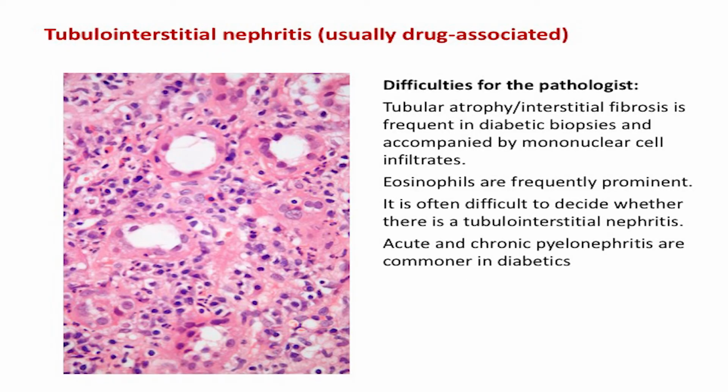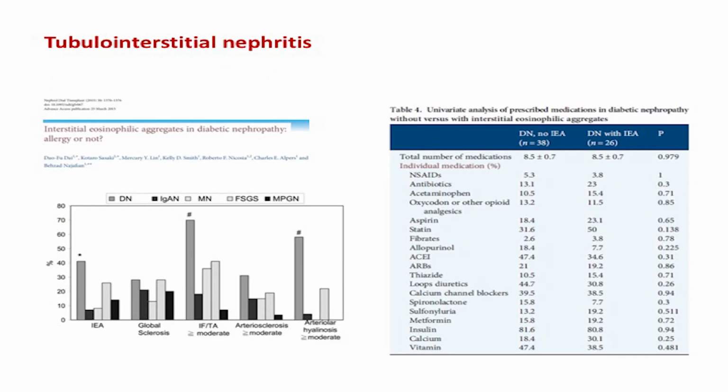Another common tubulointerstitial disease is tubulointerstitial nephritis. Your diabetic patients are on a lot of drugs and they get a lot of infections. But there is a real problem for the pathologist, because there's usually a lot of chronic damage in the biopsies, which is inevitably associated with non-specific chronic inflammation in the kidney. And it doesn't mean to say they have a tubulointerstitial nephritis.